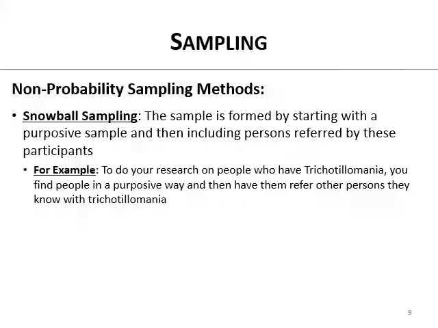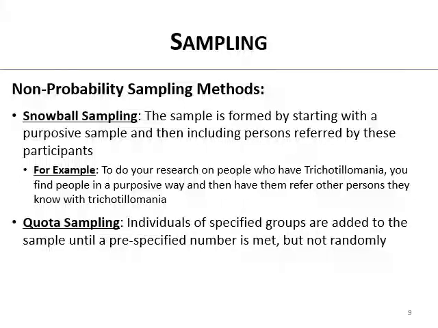Or the example I've got here is that you want to do your research on trichotillomania. They have support groups and they talk to each other and those sorts of things. So maybe what you do is you find people in a purposive way, and then you have them refer other persons they know who have trichotillomania to be in your study. You'd be doing what's called snowball sampling.